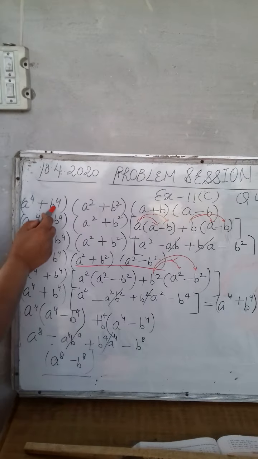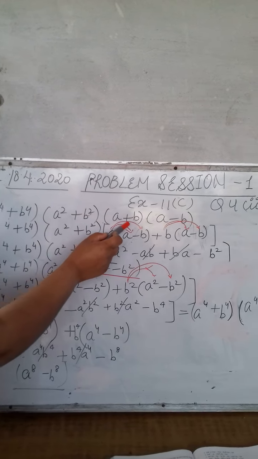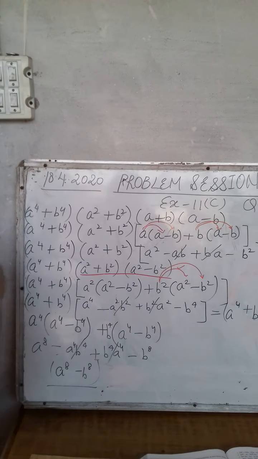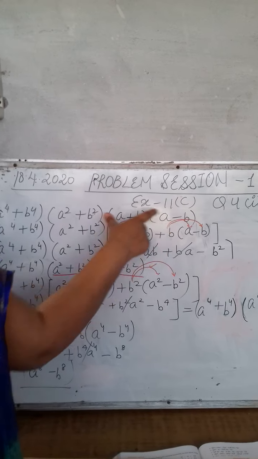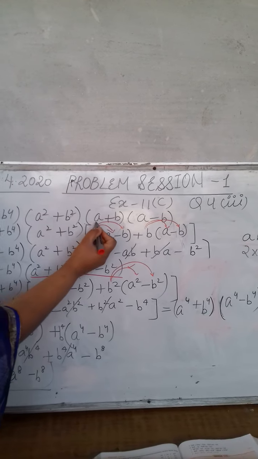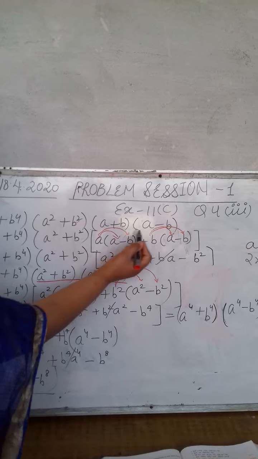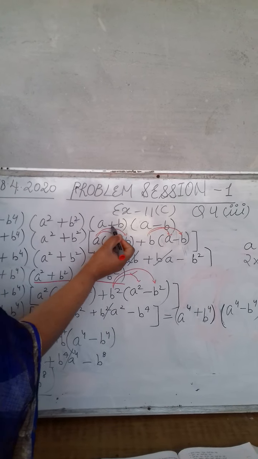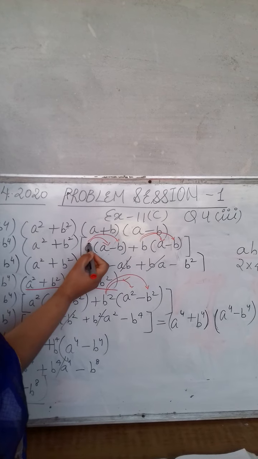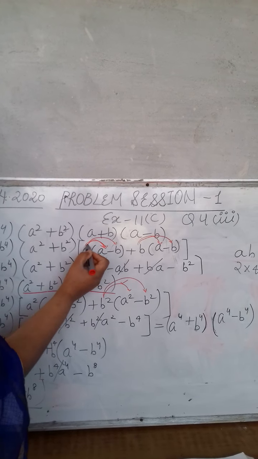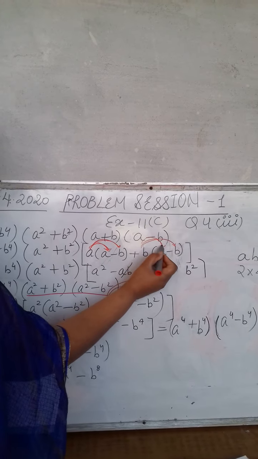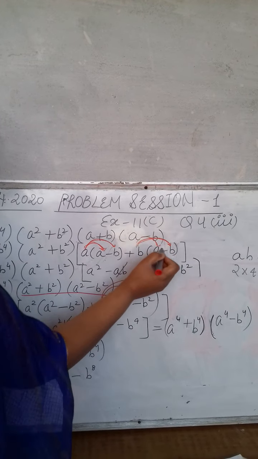(A^4 + B^4)(A^2 + B^2)(A + B)(A - B). First of all, we are going to solve these two brackets and the other two brackets will remain as they are. Now A here into (A - B), then plus B, always remember the signs, into (A - B). Now this A with this A and this A with this B also. Then this B with this A and this B with this B.